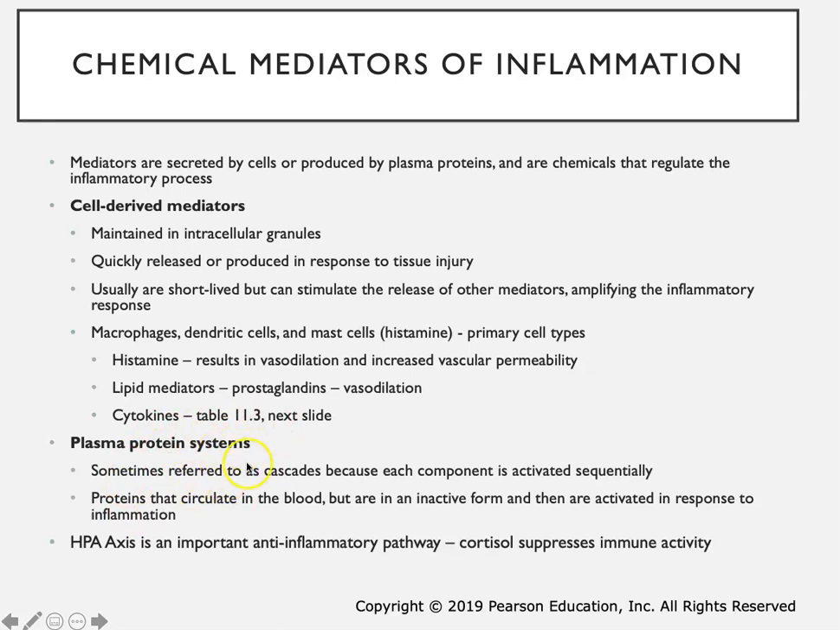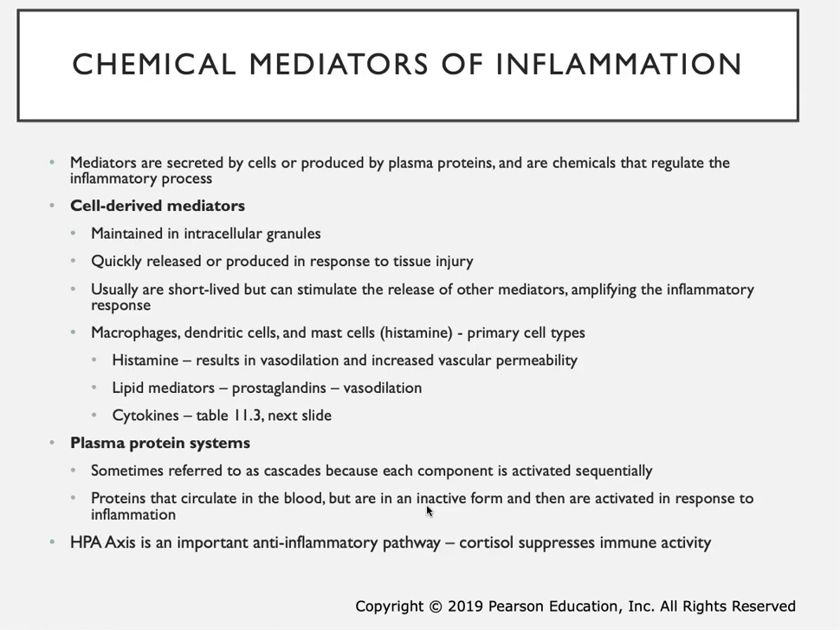So I mentioned the plasma protein systems. I'm not going to give you specific examples. The book goes through the three main examples, but I think it's a little beyond the scope of this course. You sometimes refer to these as cascades, because each component is sequentially activated. These proteins circulate in the blood in an inactive form. They are only activated in response to inflammation.